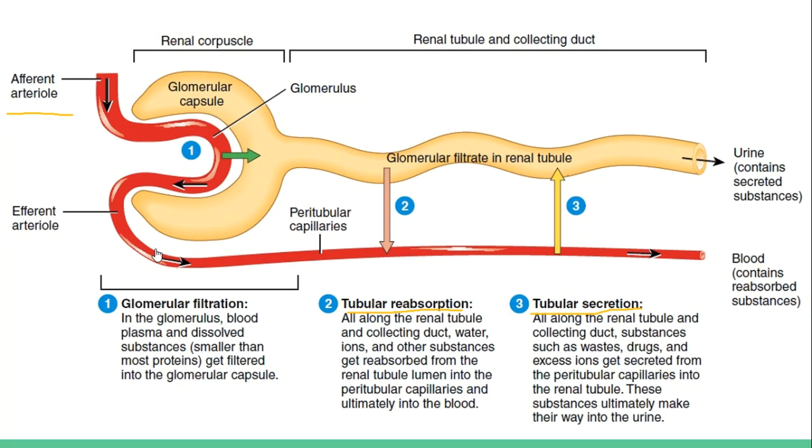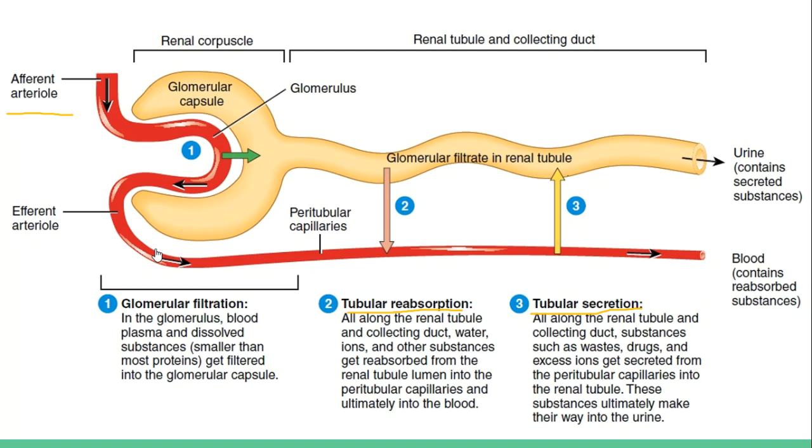So in the case of number 1, you did find that glomerular filtration in the glomerulus, blood plasma and dissolved substances smaller than most proteins get filtered into the glomerular capsule and later on can be absorbed via the blood vessels and transported to body tissues. Number 2, we have the tubular reabsorption, and all along the renal tube and collecting duct, water, ions and other substances get reabsorbed from the renal tube into the tubular capillaries and ultimately into the blood.